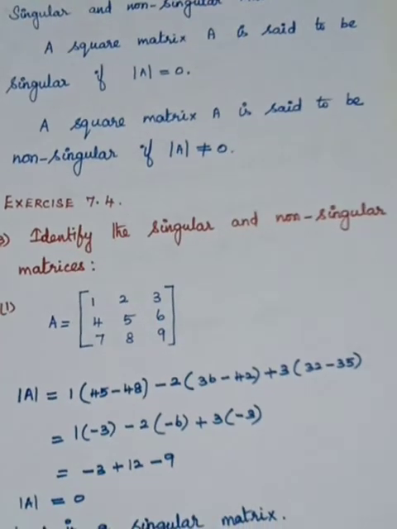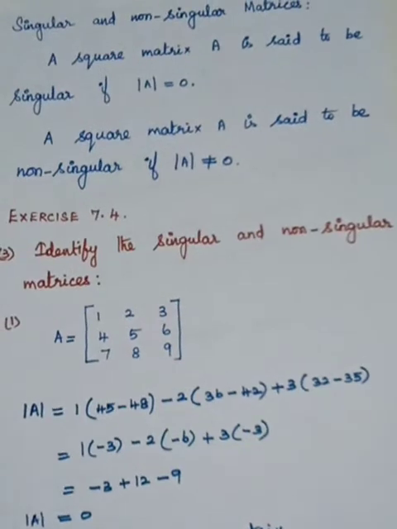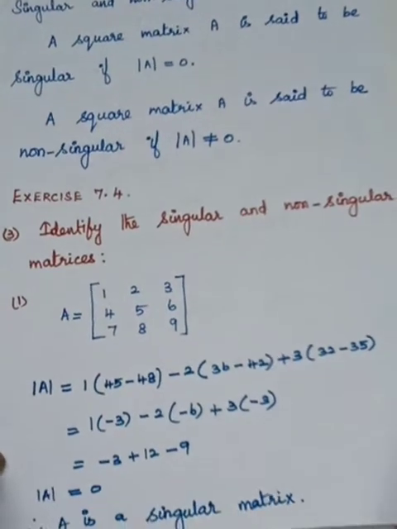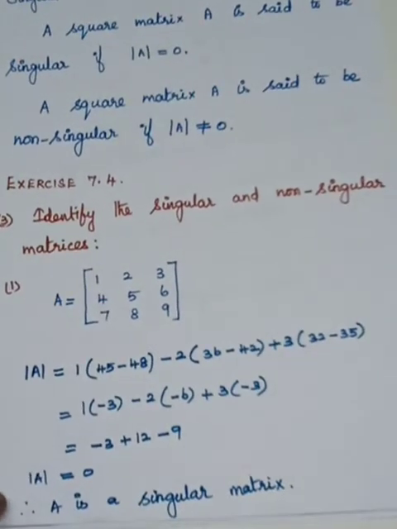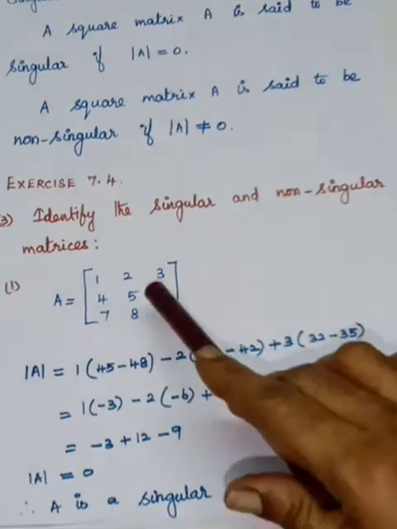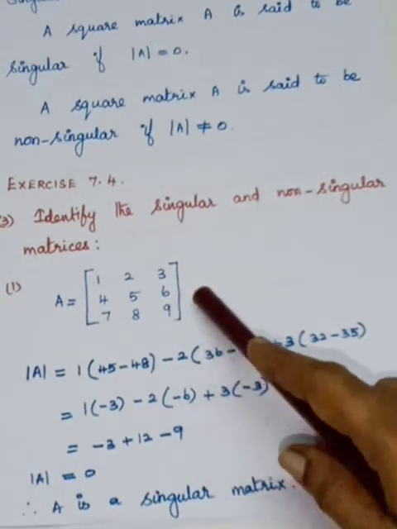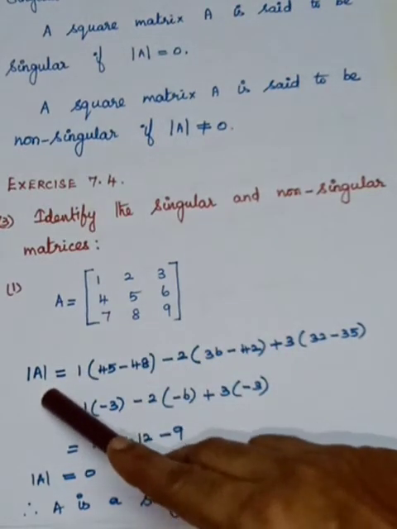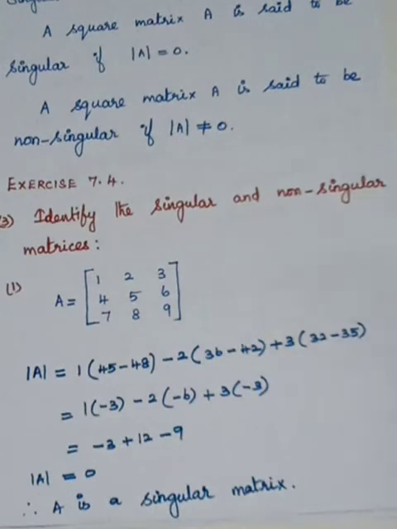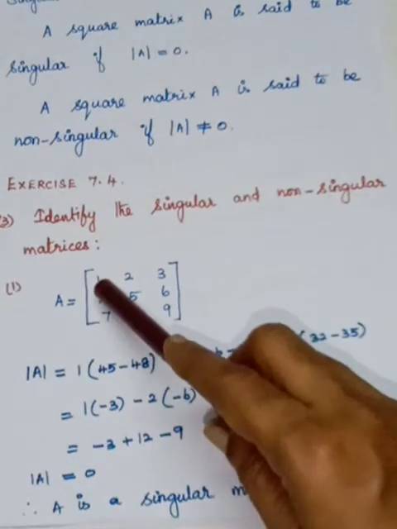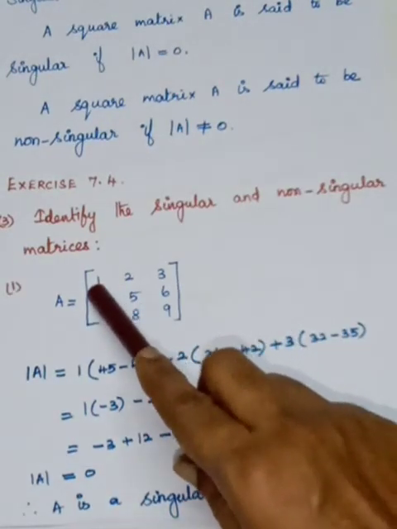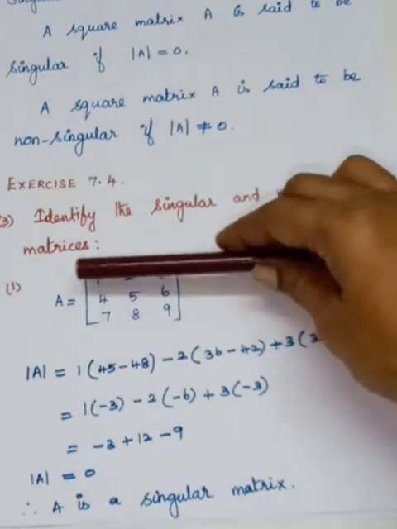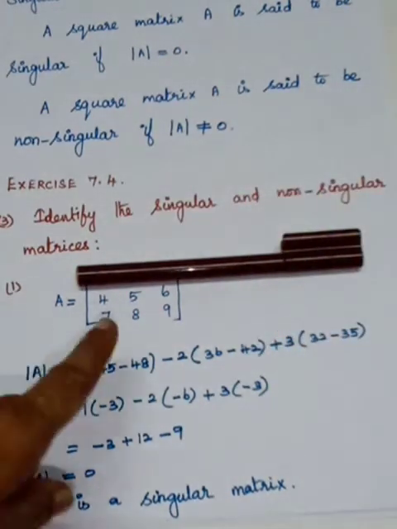So exercise 7.4, the problem number 3, identify the singular and non-singular matrices. You see that first subdivision, a matrix A is given. So if it is singular or non-singular, you have to find the determinant value. So what you have to do? First you have to write the entries within the vertical line. Here I didn't write, directly I am moving. So take the first entry, that is 1, into delete the first row and the first column.